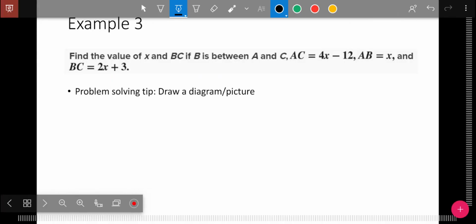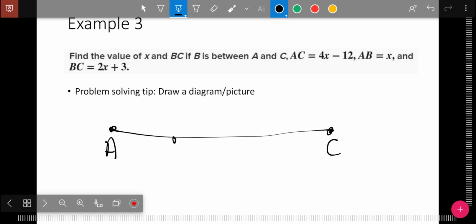Example 3, you're going to have problems like this as well, especially on assessments, maybe even like an SAT test. They like to make this because it's wordy and it sounds harder than it is. So let's break it down. Find the value of x and BC if B is between A and C. Right now, that's confusing. So let's take a second and draw it out. That's my problem-solving tip. So I know I have B is between A and C.